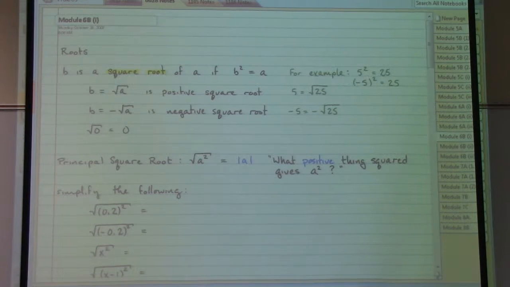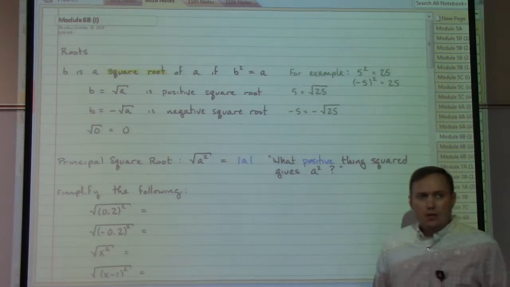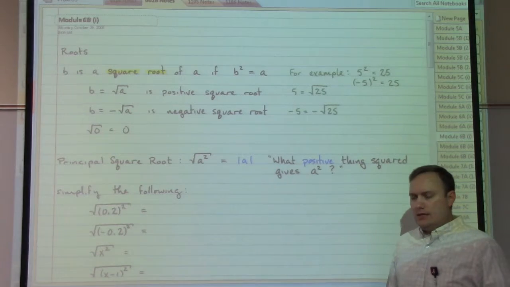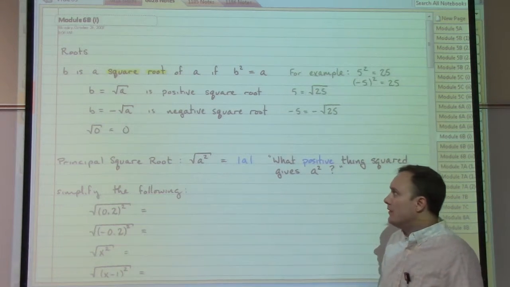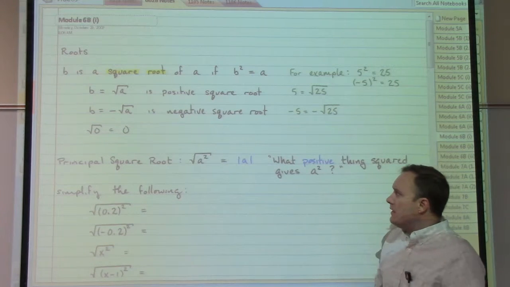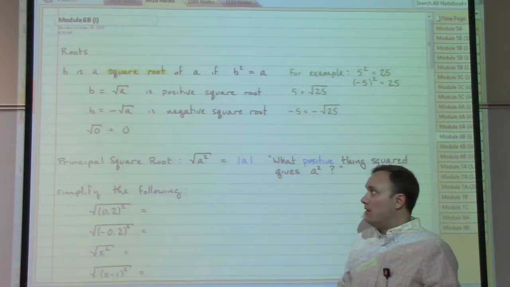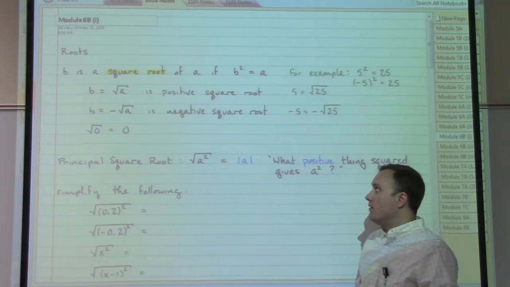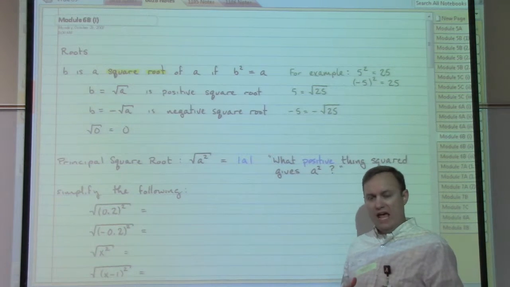Our next topic is roots, or we could also say radicals. What we will be talking about is extending the idea that we've seen in the past about square roots. So a little reminder here at the beginning: we've got a number, b. We call that a square root of the number a if b squared is equal to a.